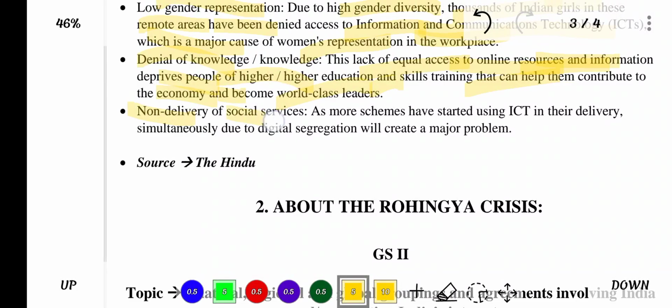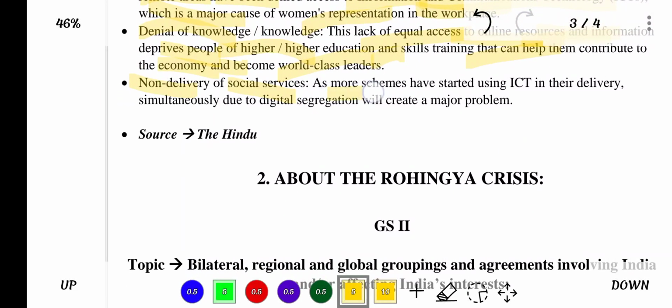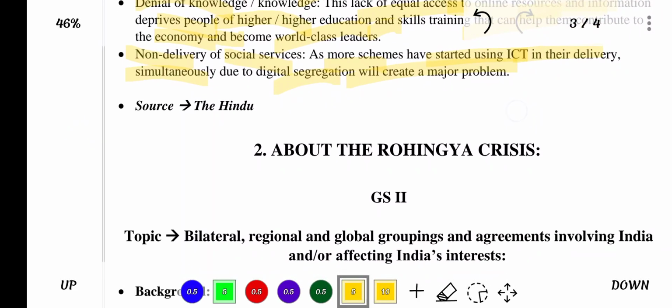Non delivery of social services. As more schemes have started using ICT in their delivery, simultaneously due to digital segregation, it will create a major problem. Source of this news is The Hindu.